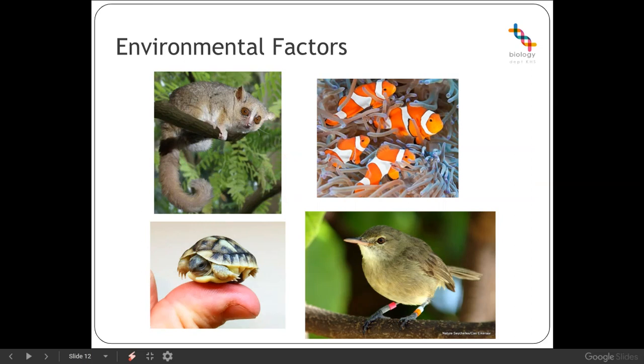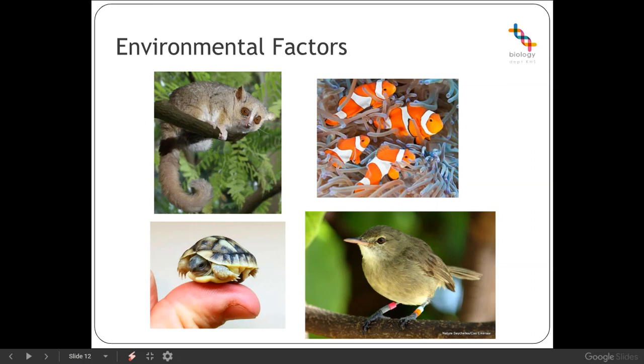There are also environmental factors which may influence sex determination or the ratio of males to females. So for example, Hermann's tortoise is a species where the incubation of eggs at less than 31 degrees produces all male offspring. However, above 32 degrees gives all female offspring.